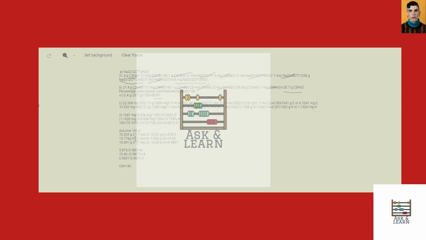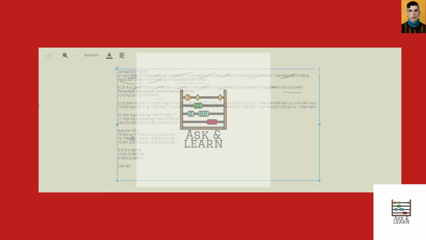Now assume 100 grams of the compound. Then we're going to convert the percentages into masses. So with 100 grams, the percentages are equal to the grams of each of the elements. So then divide by the atomic masses of the elements to get the moles of each of the elements. So now divide by the smallest number of moles to get the subscript on each of the elements in the empirical formula. So we end up getting C6H14O.